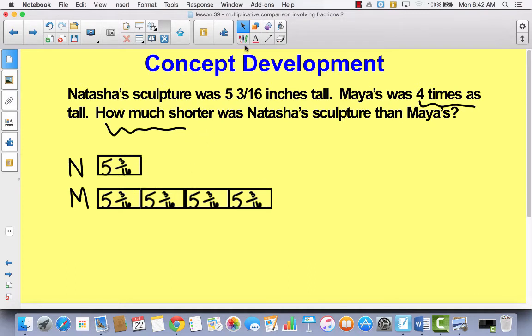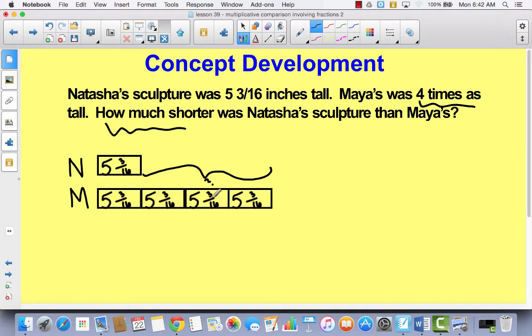Now here's where you really have to think. What are we trying to answer? We're trying to answer how much shorter was Natasha's sculpture than Maya's. So where is that represented in our diagram? Where does it show how much shorter? Well, that's going to be this distance right here. We want to know how much shorter. What would this area right here be? What's the difference between these two? So how would you solve that?